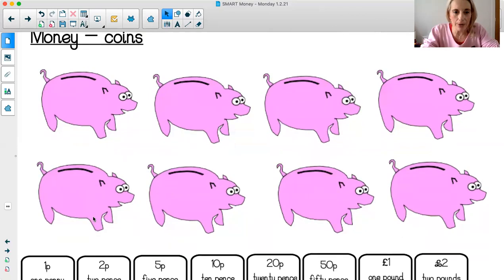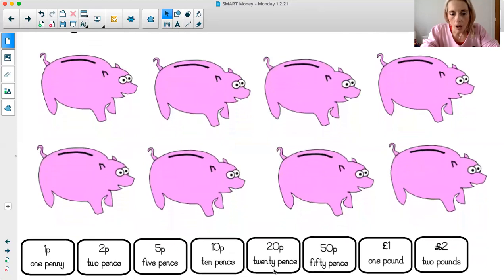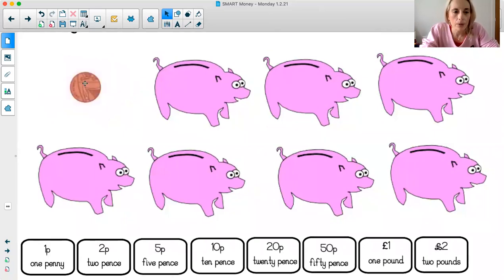We've got a row down here at the bottom. Can you see? We're going to try and match those boxes to the coins behind the pigs. Let's have a look first of all, what's behind them. Oh, if you've got some coins in front of you, see if you can find one of those. It's a really small, reddy brown one.